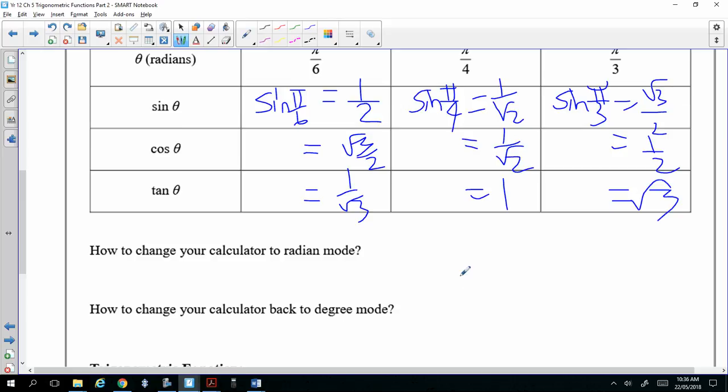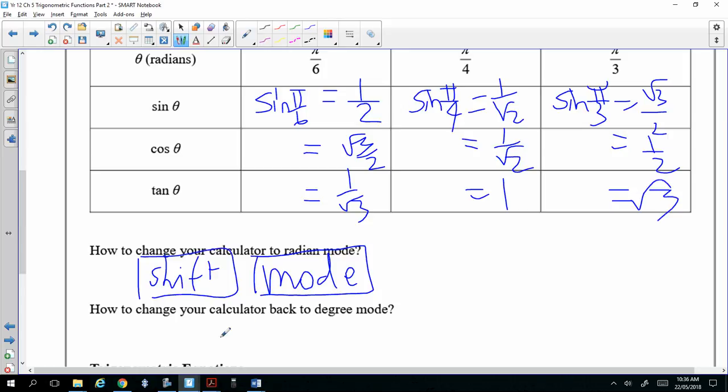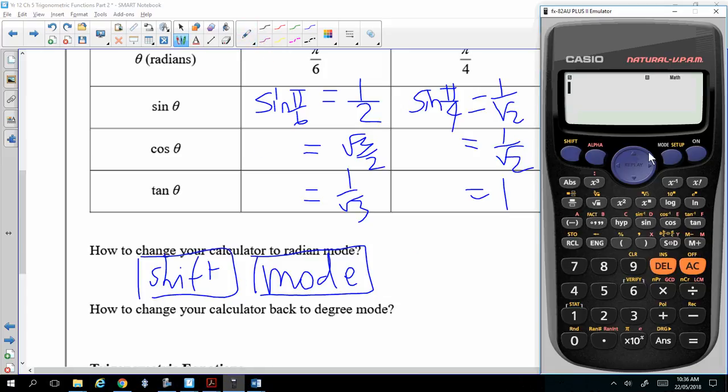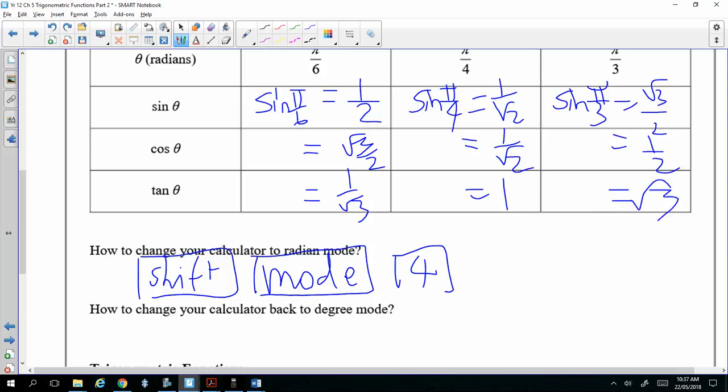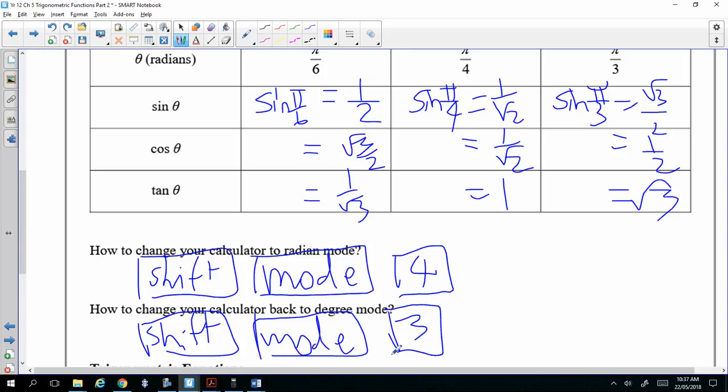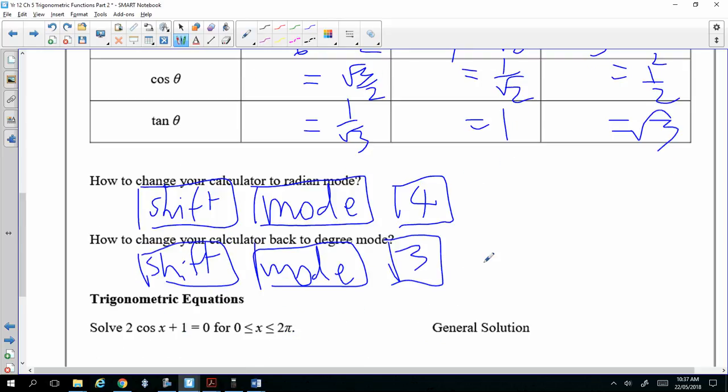So to do that, just press Shift, Mode, and then press, I think, option 3 or 4. So you do this. It's 4. Okay, let's double check. Shift Mode, 4. Yep, and then degree is 3. And then the other one you do Shift, Mode, 3. Okay, so do that. And we need to know how to solve a trigonometric equation.